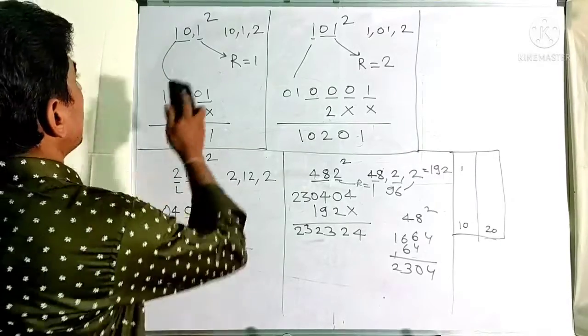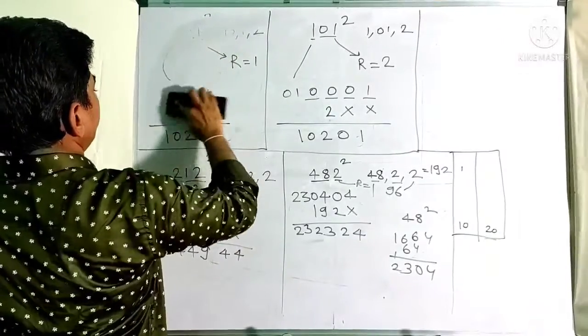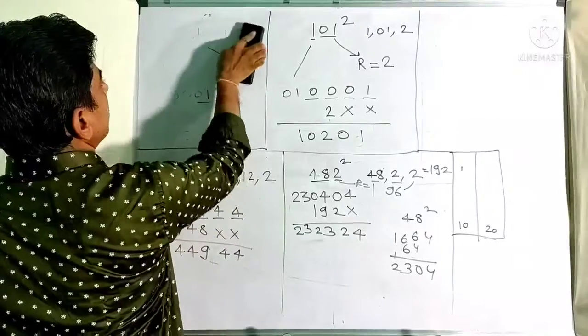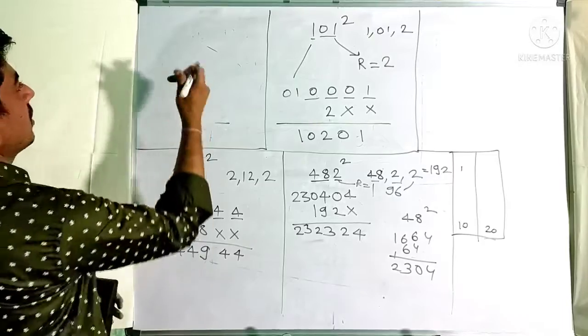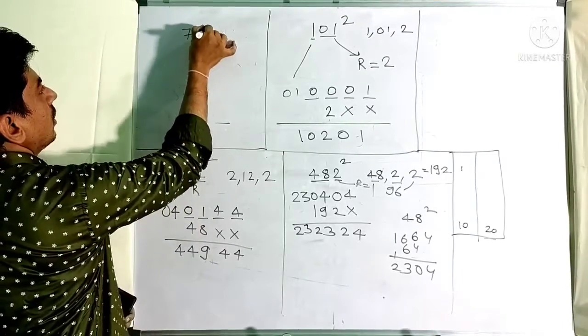Okay, let's try some more examples. Now let us take 718.